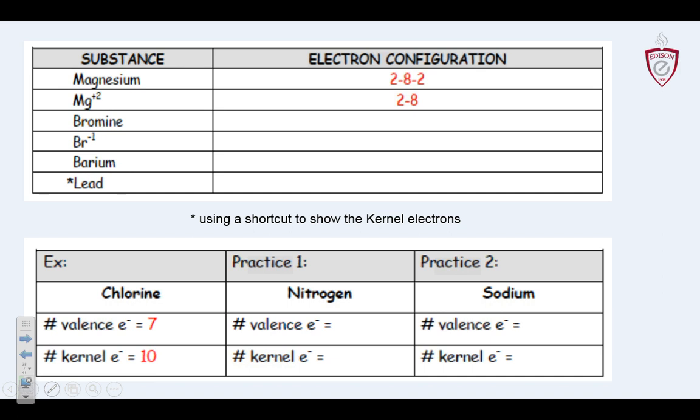2-8-18-32-18-4. Oh man, imagine having to draw all those circles with all those electron dots on them. Sounds like a homework assignment's coming. Or a nightmare, one of the two.